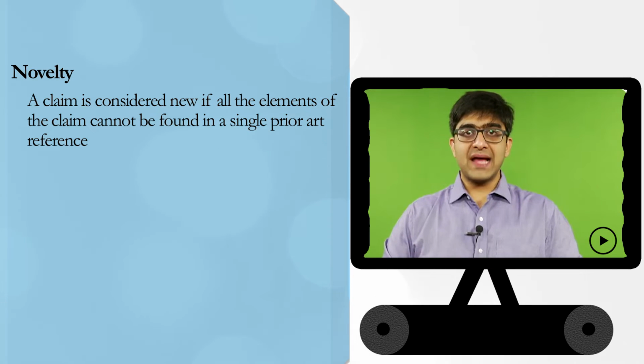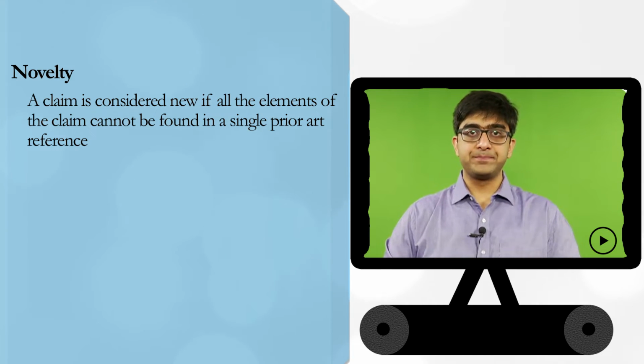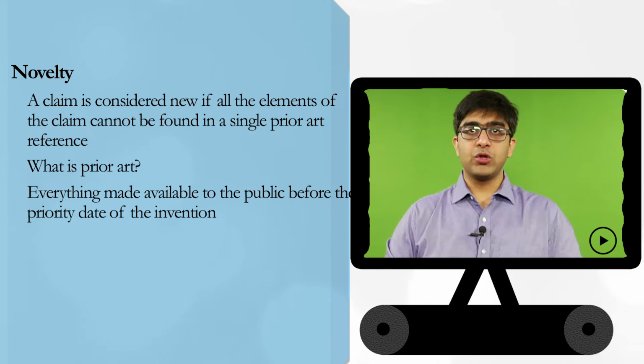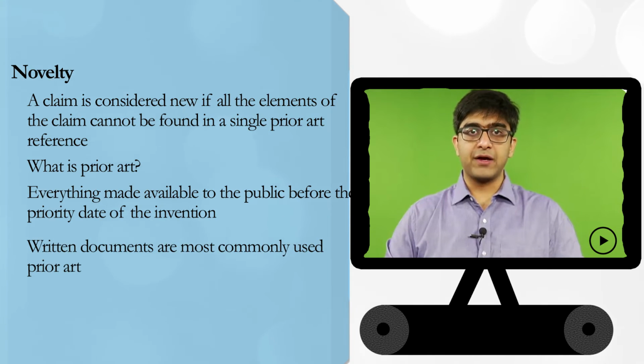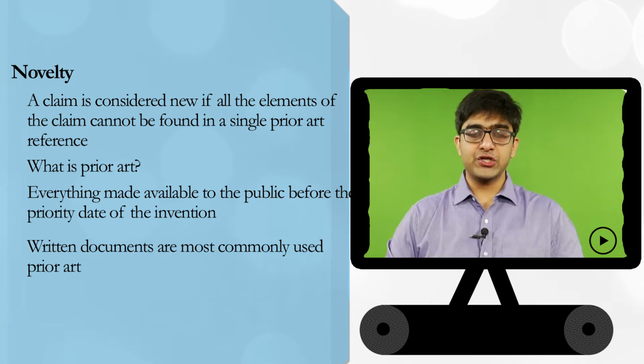A claim is that portion of a patent which describes the boundaries of the invention that the patentee is seeking to protect. Similarly, prior art is everything which is made available to the public before the priority date of the invention. To understand the concept of priority date, you could see section 11 of the Act. The most commonly used prior art references are prior documents which have been published prior to the priority date of the invention. Let us take an example.